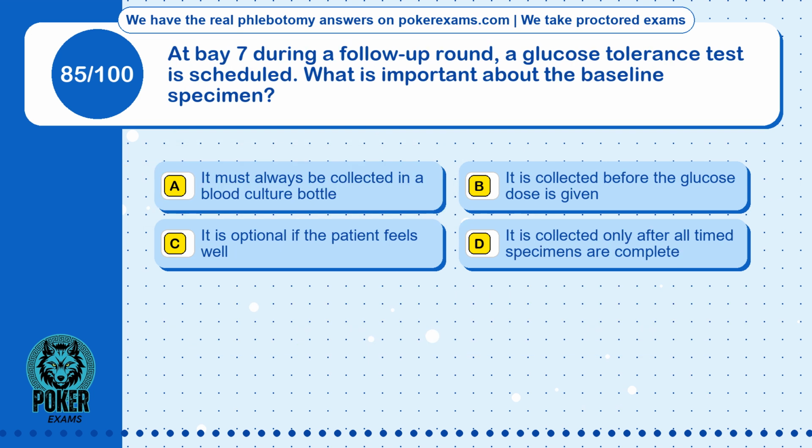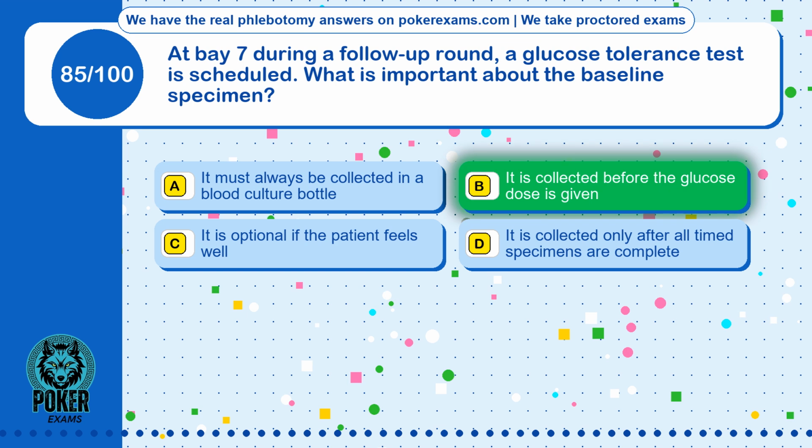Question 85. At Bay 7 during a follow-up round, a glucose tolerance test is scheduled. What is important about the baseline specimen? Option A. It must always be collected in a blood culture bottle. Option B. It is collected before the glucose dose is given. Option C. It is optional if the patient feels well. Option D. It is collected only after all timed specimens are complete.